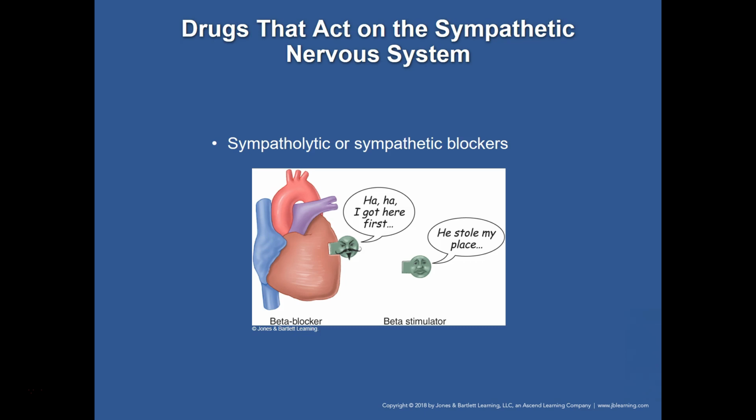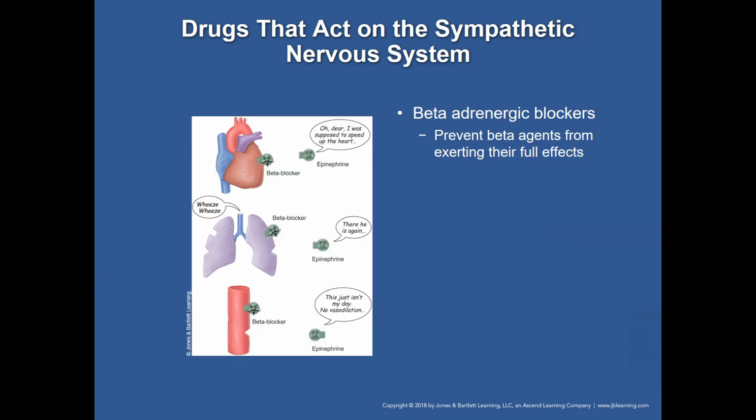But we do have some beta blockers that affect the heart, and their goal is to slow down the heart's rate and its contractile force. And these can be called a sympatholytic or a sympathetic blocker. So this particular one is a beta blocker because it's blocking the beta side of things. And then there are beta adrenergic blockers that prevent beta agents from exerting their full effects. And they can affect all three areas.